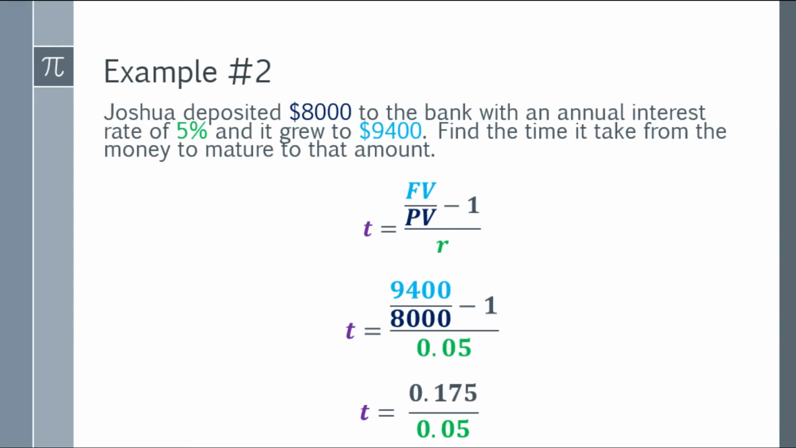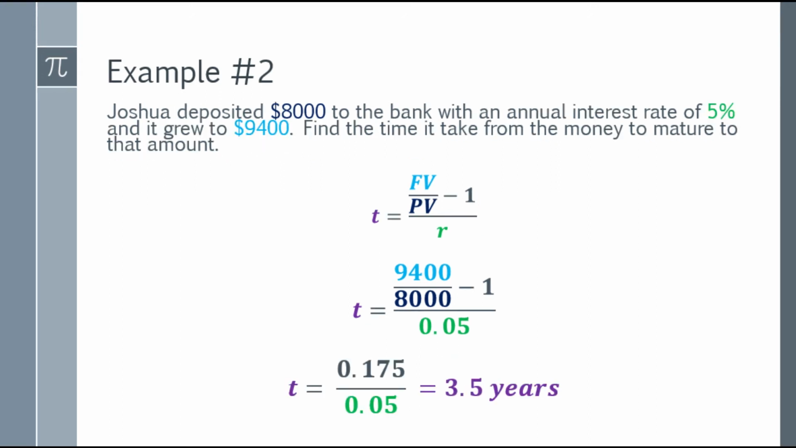So we have 0.175. The denominator naman, we have 5%. And equivalent niya sa decimal, that will be 0.05. So the answer for that one, 0.175, divide mo ng 0.05, you will get an answer of 3.5. So the answer is 3.5 years.